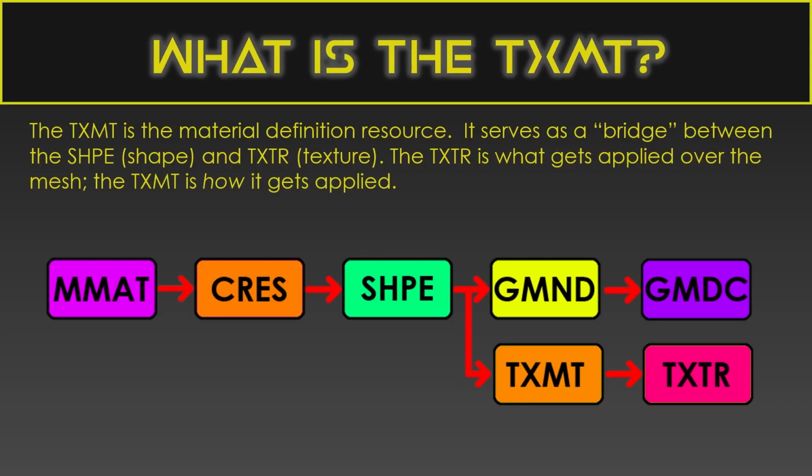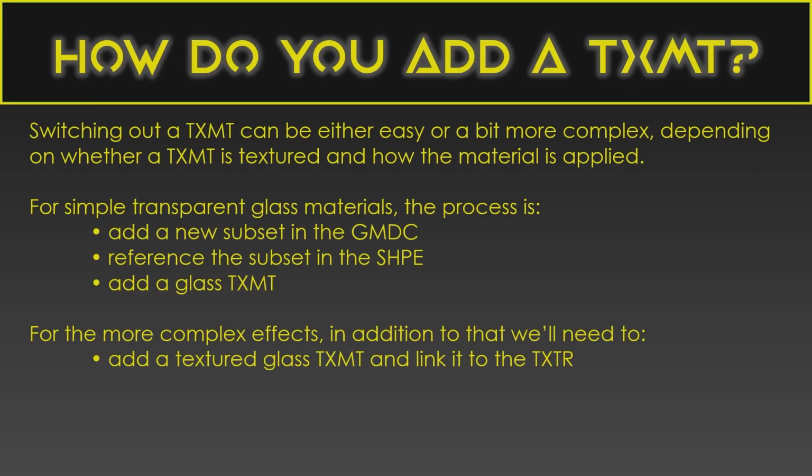What is the TXMT? The TXMT is a material definition resource. It serves as a bridge between the SHPE and the TXDR. The TXDR is what gets applied over the mesh. The TXMT is how it gets applied. Switching out a TXMT can be either easy or a bit more complex depending on whether the TXMT is textured and how the material is applied.